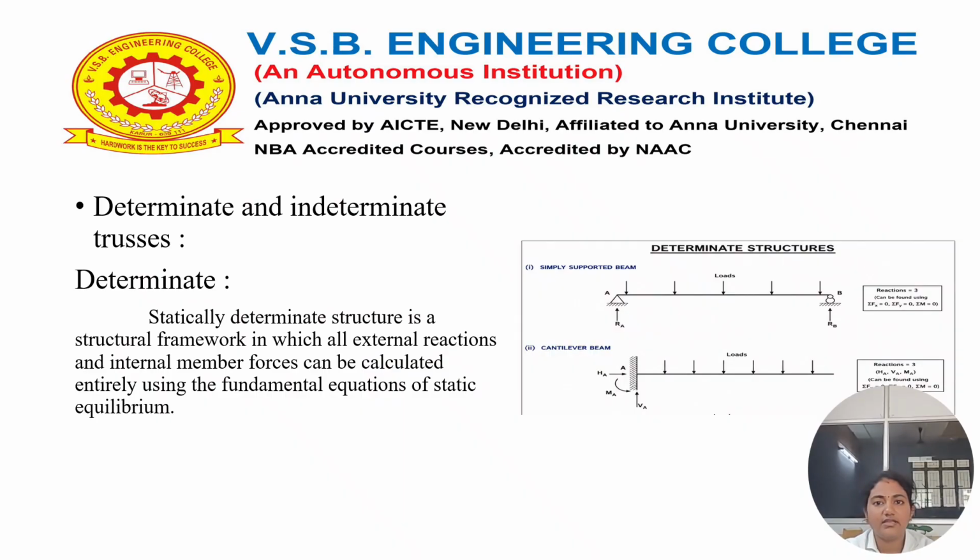How can we say it is a determinate structure? It is one in which all the external forces, reactions and internal member forces are calculated by static equations, where m = 2j - 3, where m is the number of members and j is the number of joints.